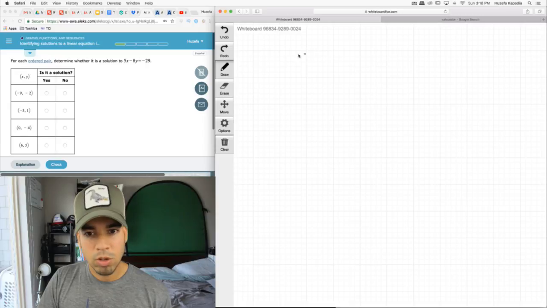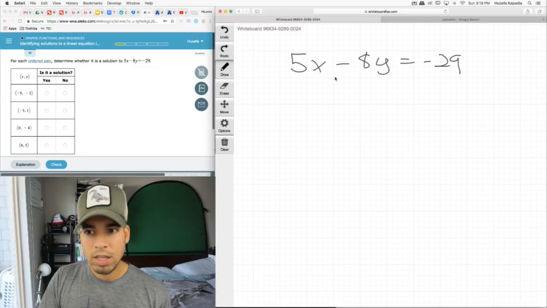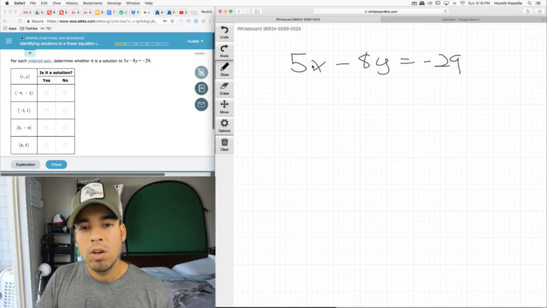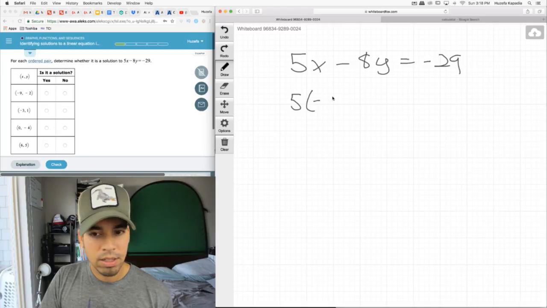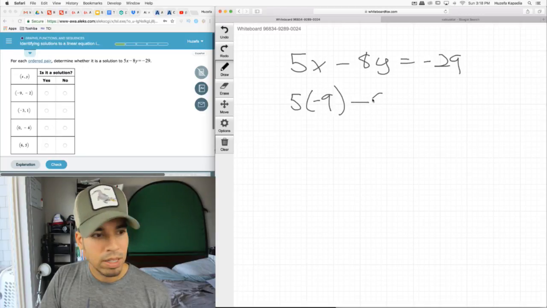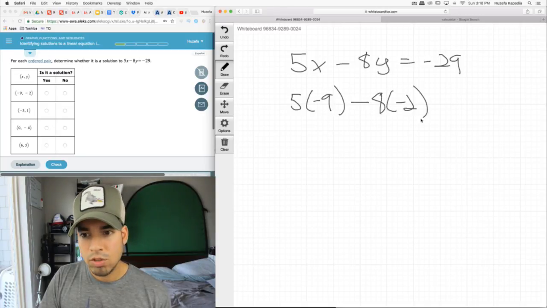Now we have a two variable equation, so now it gets a little more interesting. Now we need to plug in all these values and make sure they evaluate out, meaning if I plug in these two values and I get -29 on this side, I know it's a solution. So 5 times, I'm going to replace the x with -9, and I'm going to replace the y with -2.